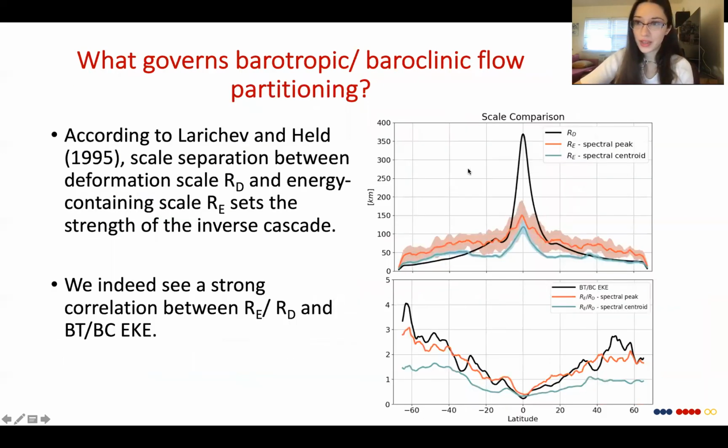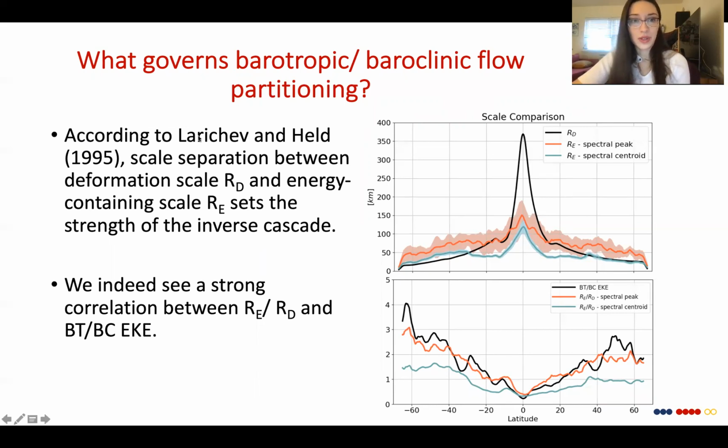So one question that this leads to is what governs the barotropic baroclinic flow partitioning? Ultimately, this is an important process to understand because it can help us determine how to re-inject energy through backscatter in our eddy parameterizations. It can guide how the vertical structure of this backscatter is specified.